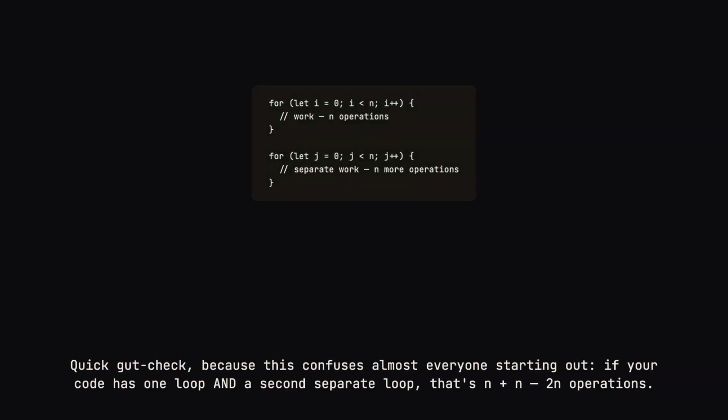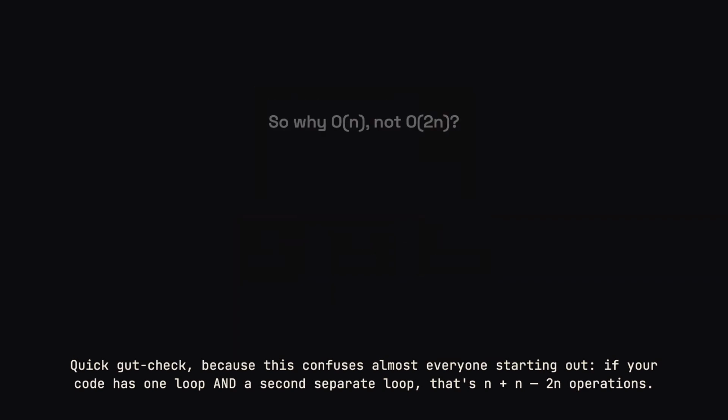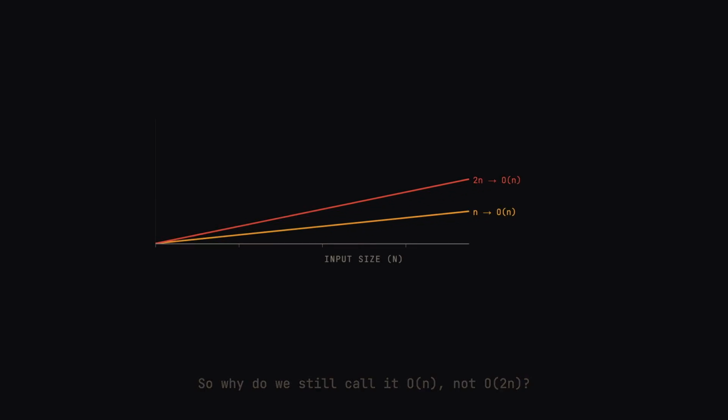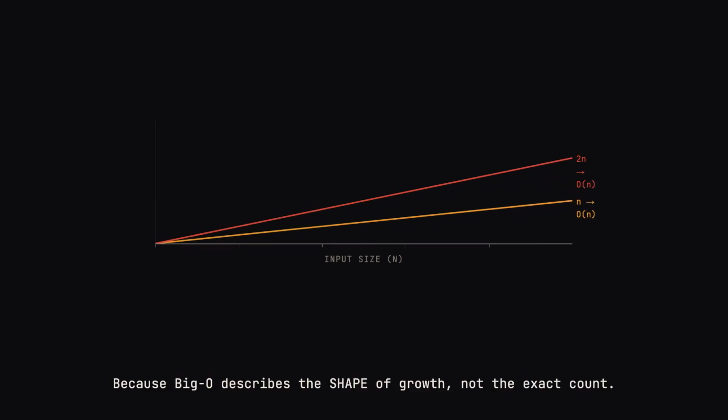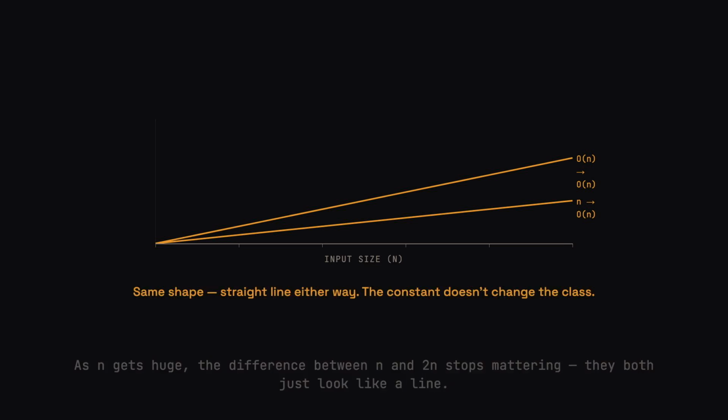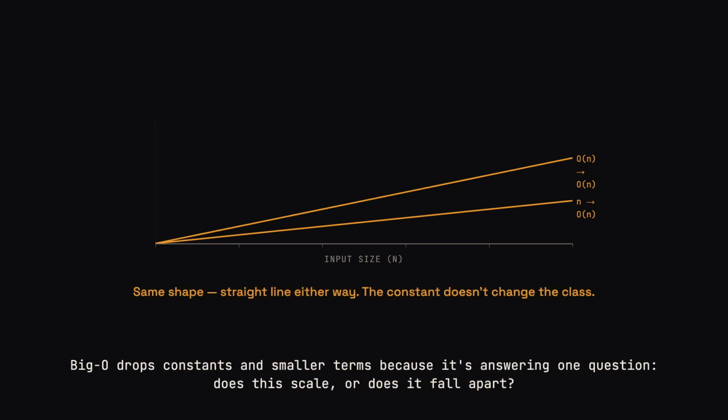Quick gut check because this confuses almost everyone starting out. If your code has one loop and a second separate loop, that's n plus n, or 2n operations. So why do we still call it big O of n, not big O of 2n? Because big O describes the shape of growth, not the exact count. As n gets huge, the difference between n and 2n stops mattering. They both just look like a line. Big O drops constants and smaller terms because it's answering one question: does this scale or does it fall apart?